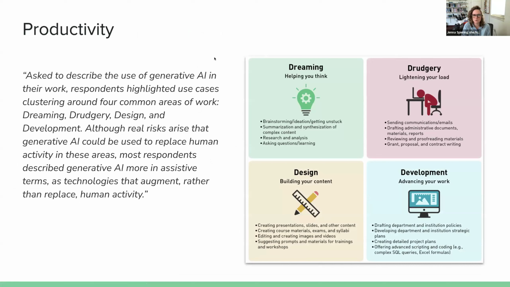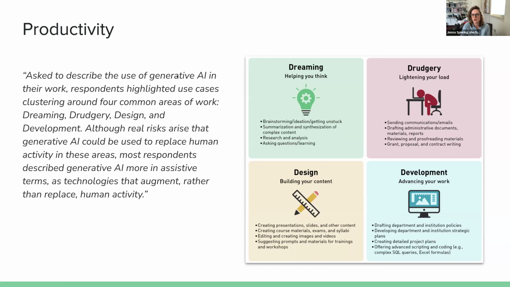This is another blog post that I put up here, thinking about productivity. In it, they surveyed a lot of people about using AI in their own work and asked them to describe the use of generative AI. Respondents highlighted use cases clustering around four common areas of their work: dreaming, drudgery, design, and development. Although real risks arise that generative AI could be used to replace human activities in these areas, most respondents described generative AI in assistive terms, as technologies rather than replacing what they do.